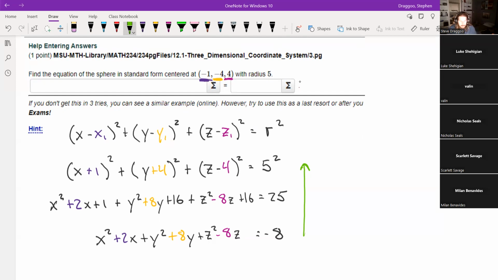So I think that if we're going to ask a question about a sphere and its equation, we could ask the question from either direction: either starting with a center and a radius, find an equation, or start from an equation and figure out the center and radius. Cool. All right, so let's move on.